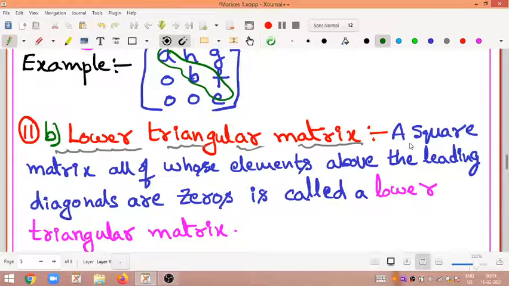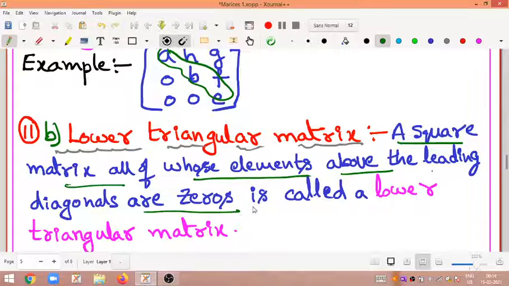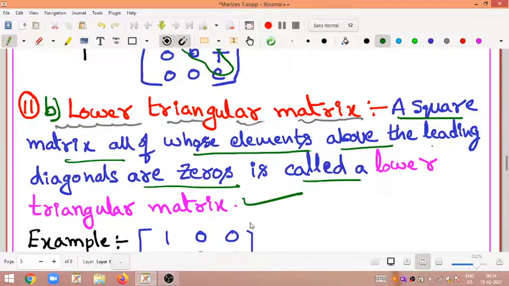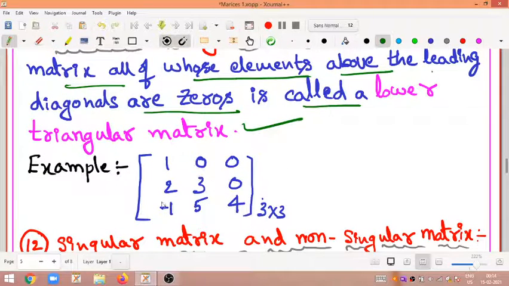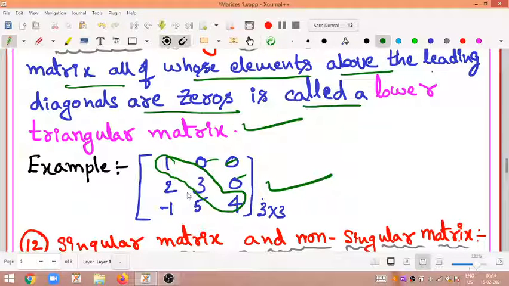A square matrix, all of whose elements above the leading diagonal are zeros, is called a lower triangular matrix. See here, example 1 0 0, 2 3 0, -1 5 4. Call it a 3 cross 3. By observing, all the elements above the leading diagonal are 0. So that's why this is called a lower triangular matrix.